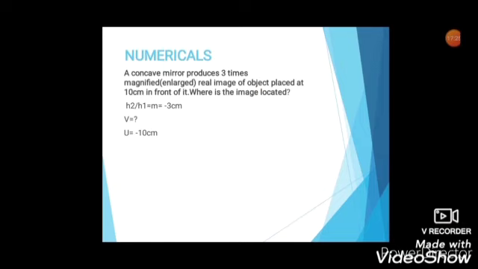It's -10 centimeter. And M is equal to -V by U. We already know the formula. Magnification -3 is equal to -V by -10, correct? So V is equal to -30 centimeters. So we have got the image distance as -30 centimeters. Anything negative means the image is formed towards the left of the mirror. So did I get the position of the image formed?